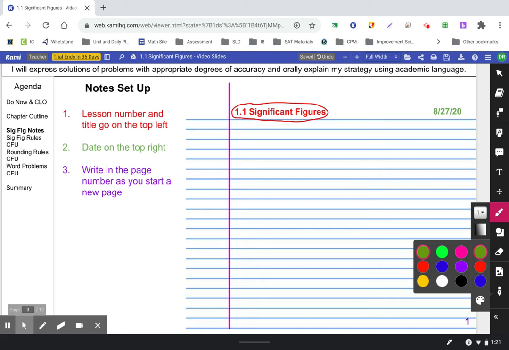After you've got that, the next step is to go ahead and put today's date in the top right-hand corner. This date is probably not correct when you're watching this, so just put whatever date it is that you're watching this in there.